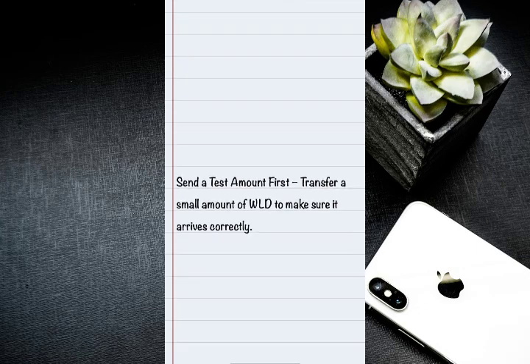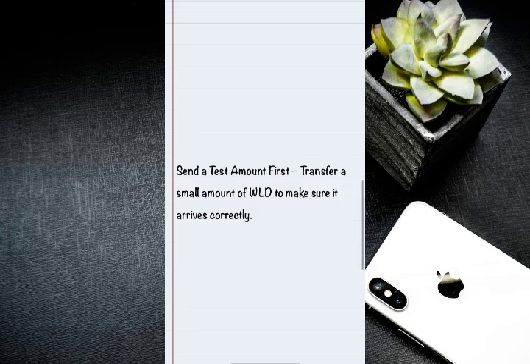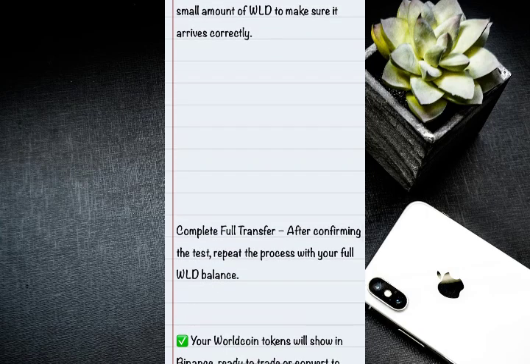Then after that, send a test amount first. So transfer a small amount of Worldcoin to make sure it arrives correctly. So once that is done, you can now complete the full transfer after confirming the test, and repeat the process with your full Worldcoin balance.